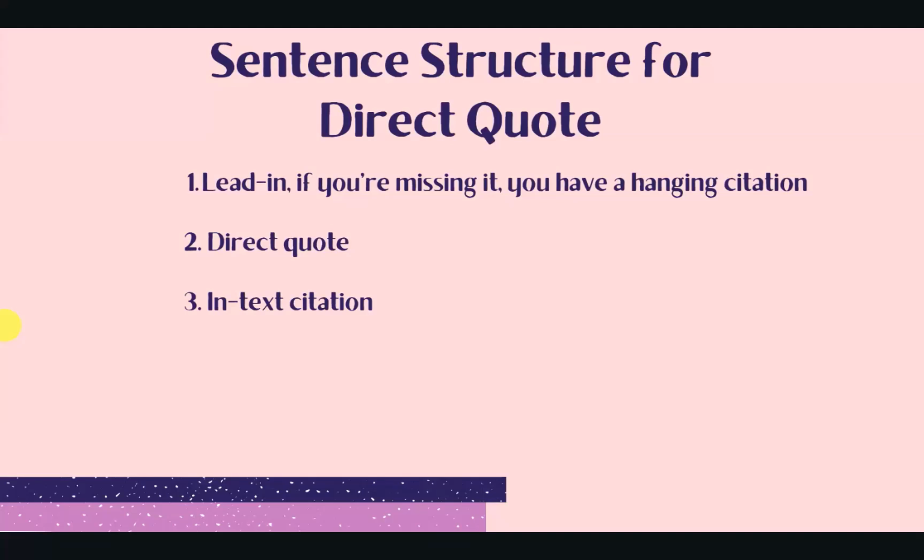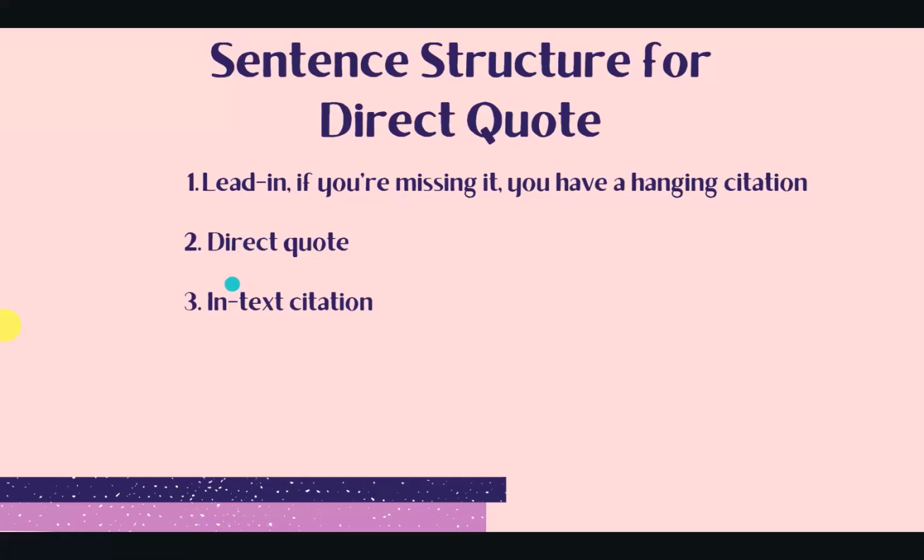Here's your sentence structure for your direct quote. These are the things that you need to have in order to have a correct sentence. You have to have a lead-in. If you're missing it, you have a hanging citation. Most of you have a hanging citation. You have seen me put that comment. So I'm going to talk about a lead-in in a second, because if you don't have a lead-in, you have a hanging citation and it's wrong.